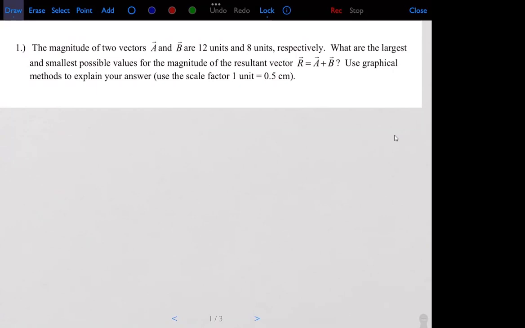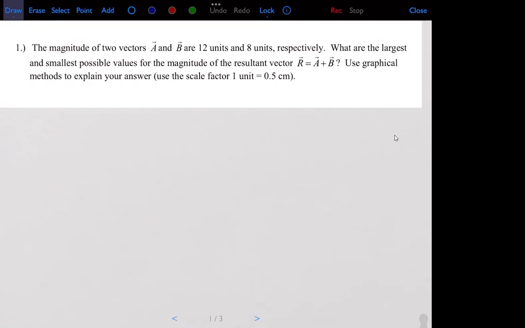Okay, so this first question says the magnitudes of two vectors A and B are 12 units and 8 units respectively. What are the largest and smallest possible values for the magnitude of the resultant vector, which we're calling R, which is A plus B? Then use graphical methods to explain your answer. And in particular, I want you to use the scale factor: 1 unit is 0.5 centimeters.